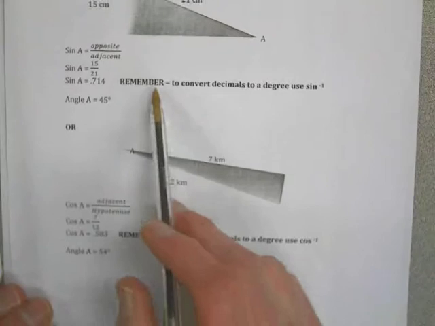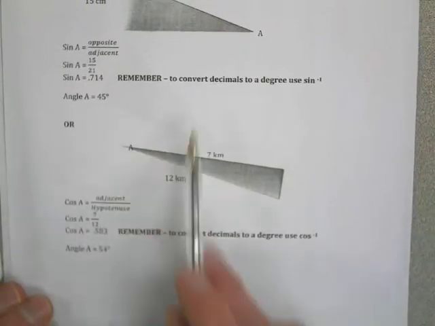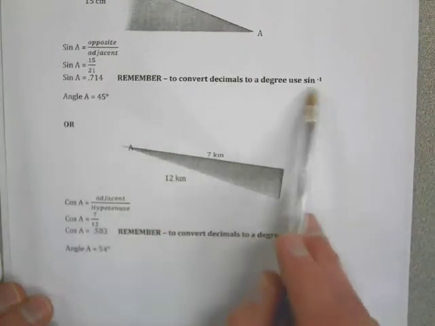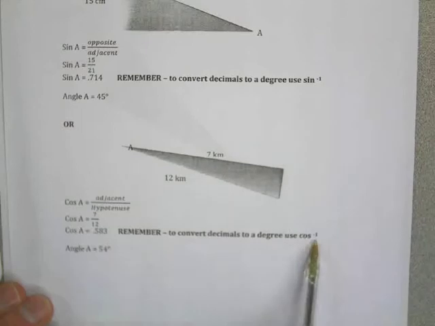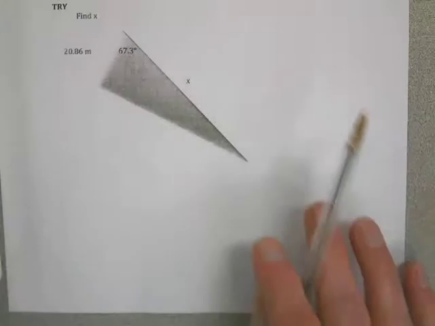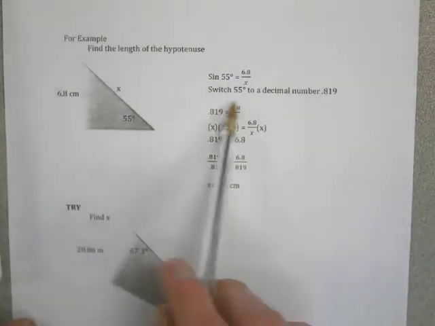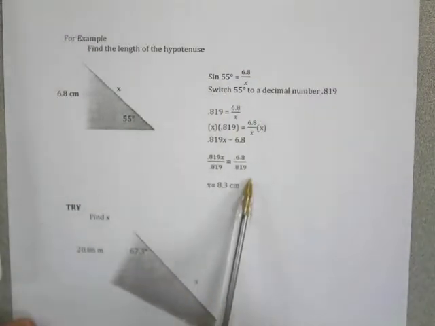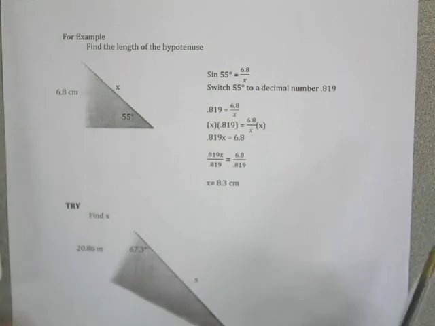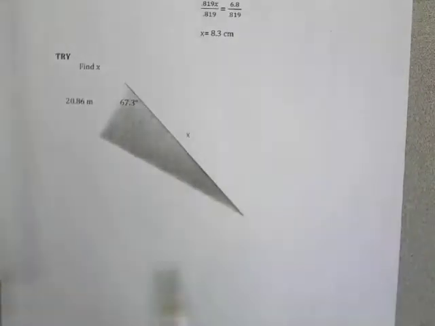The key thing to remember here for both equations is that when you convert a decimal to a degree, you've got to use sin⁻¹ or cos⁻¹. On the next page, they give you an idea of how it works. Take a look at it, and now we're going to show you. You can try it, stop the tape, try it, and then check to see if you have it right.